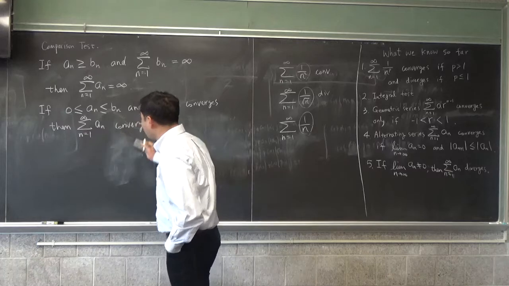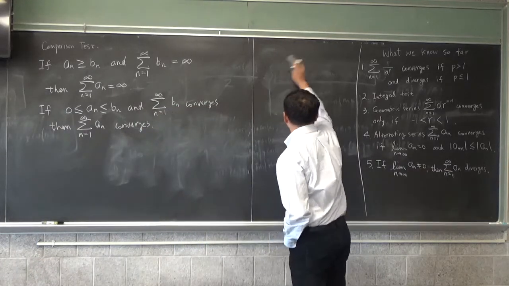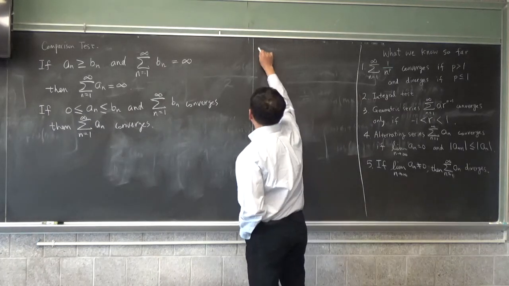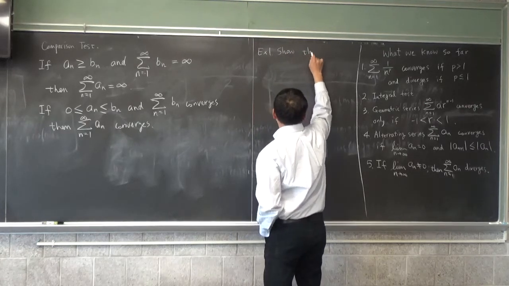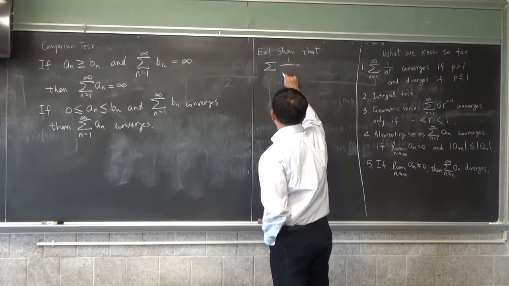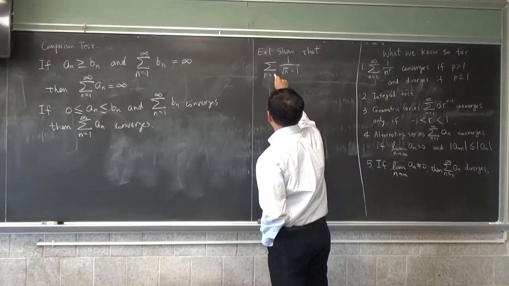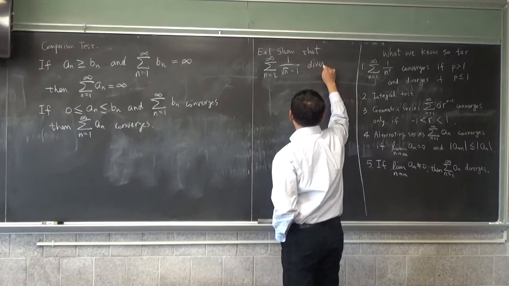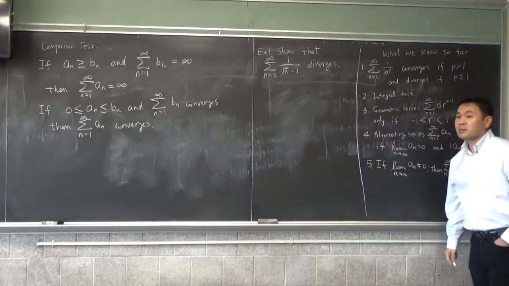Okay, so let me try to use this to prove some things converging, diverging. Okay, example 1. Show that sum of 1 over square root of n minus 1, n from 2 to infinity, diverges. Okay. How would you do that?